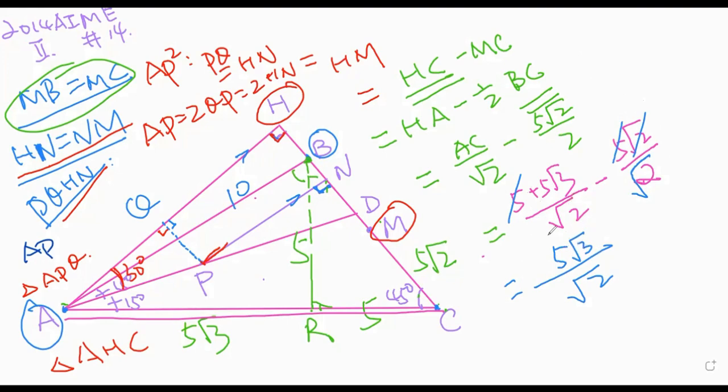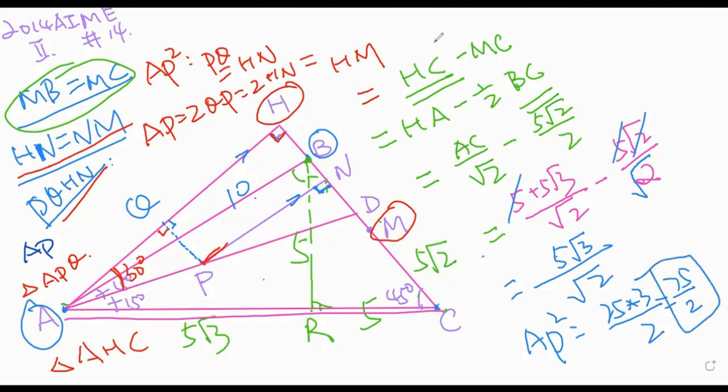Now, this is just AP. AP squared equals 5 square root of 3 over square root of 2, squared. 25 times 3, so it's 75 over 2. That's the AP squared. And finally, we want to find M plus N. So M plus N will be 75 plus 2, right? So equals 77. Okay, done.